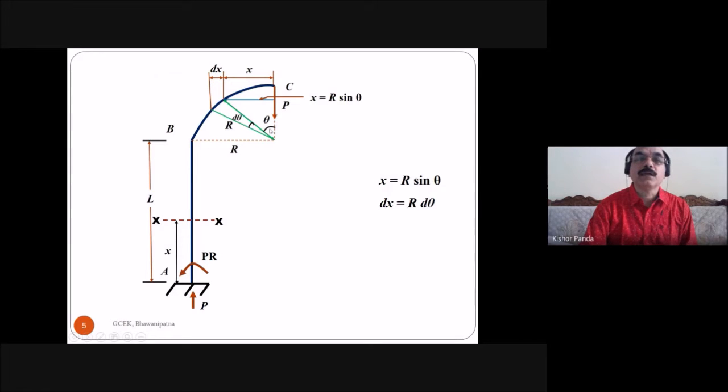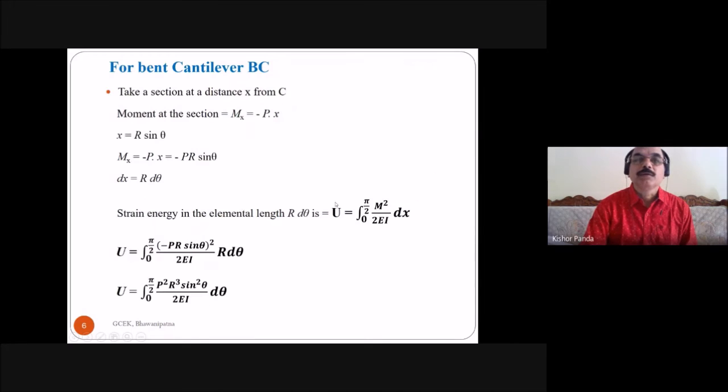So what you have to do here? You have to take the integration limit: when theta is equal to 0, this is the position; when theta is equal to pi by 2, this is the position. So you have to take the integration limit from 0 to pi by 2. Then you will get the strain energy of the portion BC. So U is equal to integral from 0 to pi by 2. What is the strain energy formula? M square by 2EI into dx. This is the strain energy formula.